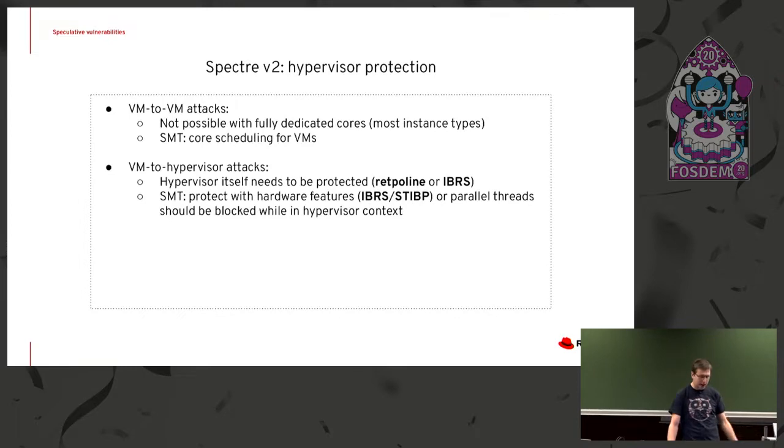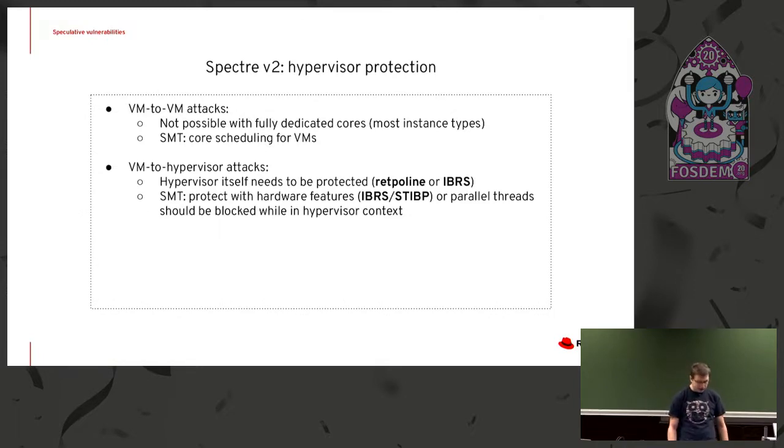So, thinking about attacking between VMs and VMs to hypervisors, for attacks between VMs, it's not possible if you are not sharing cores. And actually, for almost all bigger instance types on cloud providers, there is no core sharing. You get cores for your exclusive usage. You can still attack the hypervisor, but your cloud provider will likely take care of it by utilizing one of these techniques, either rebuilding its hypervisor with retpolines or using these hardware features.